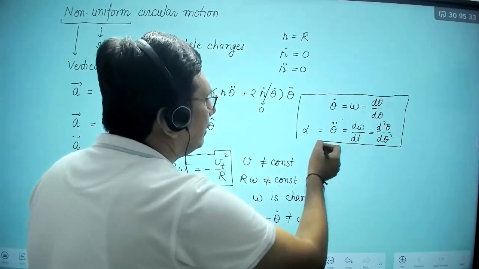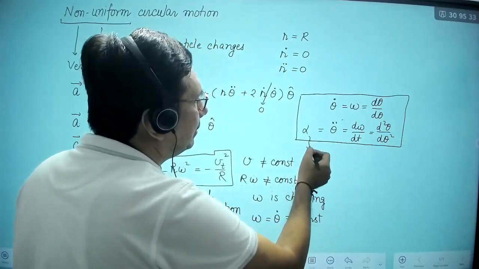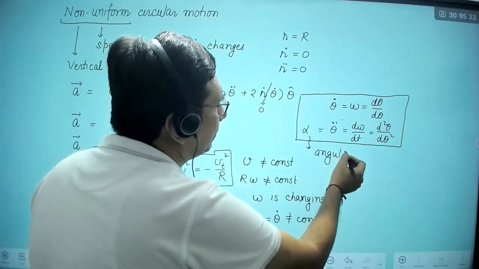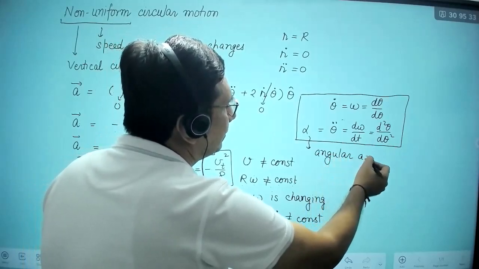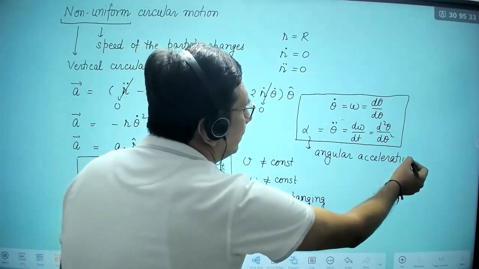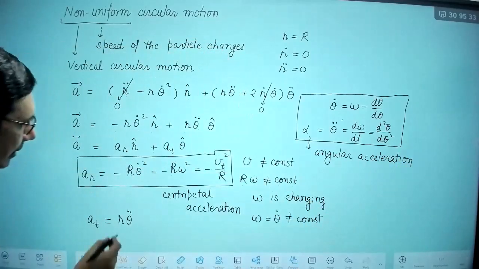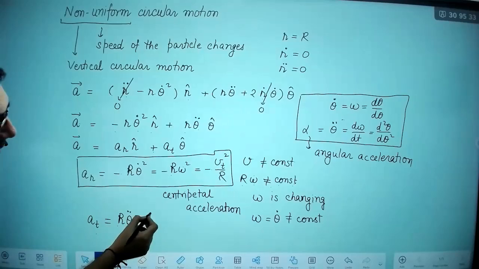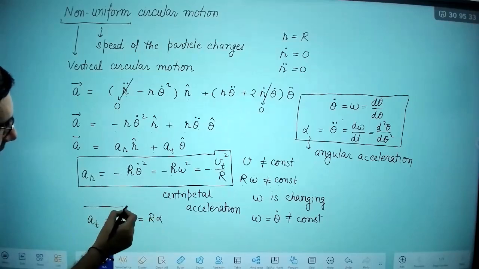So here this alpha is there. What do you call it? This is called angular acceleration. Angular acceleration. So tangential acceleration is radius r times theta double dot, or you can say this is r alpha. Yes beta, please.